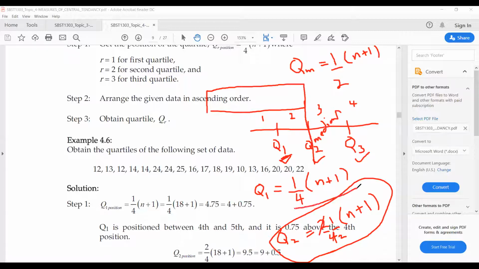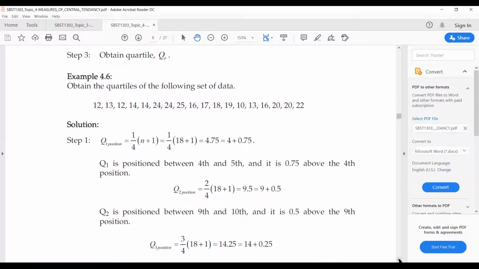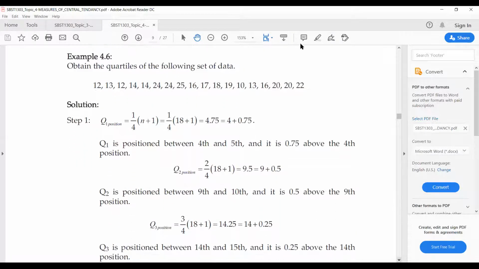For the first quartile, it will be 1 over 4. The second quartile is what? 1 over 2. The third quartile is what? 3 over 4. That's the only difference there. So let's attempt a question. It says, obtain the quartiles for the following data set. Okay, so we have the data. Then what you have to do first is to arrange the data set.